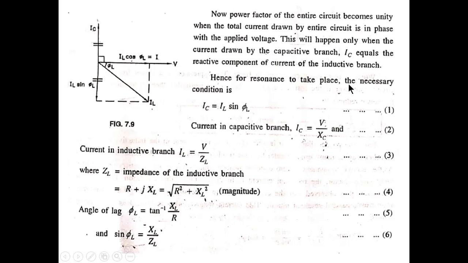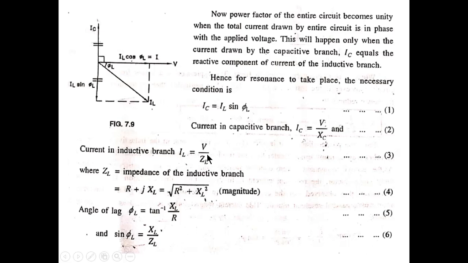So when the resonance condition takes place in parallel circuit, the necessary condition is IC equal to IL sin phi L. So we have to get the capacitive current, inductive current and this sin phi L. So we'll get the resonance frequency for the parallel RLC circuit. So current in capacitive branch IC is equal to V by XC. Current in inductive branch IL equal to V by ZL.